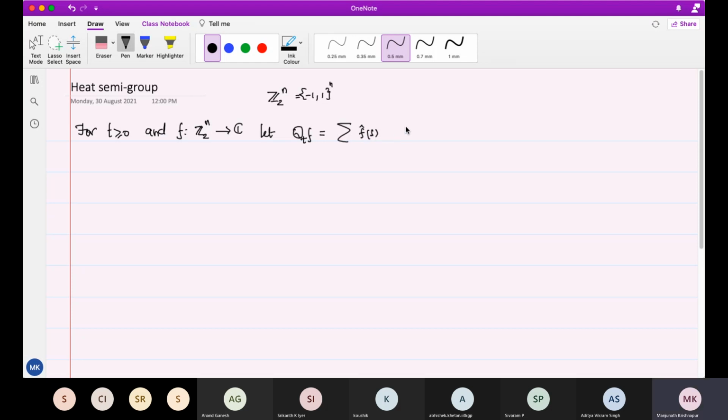Q_t f is just the sum of f hat of S times chi_S. That is the Fourier expansion of the function f. But here t enters in the following way: you multiply by e to the minus t times the size of S. So you take the Fourier coefficients; Q_t f is the function whose Fourier coefficients change in this way.